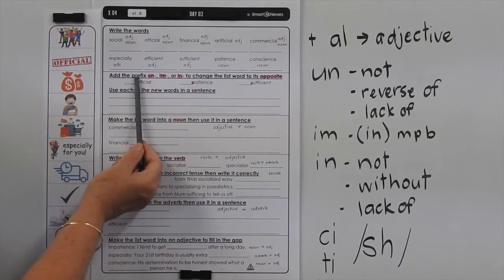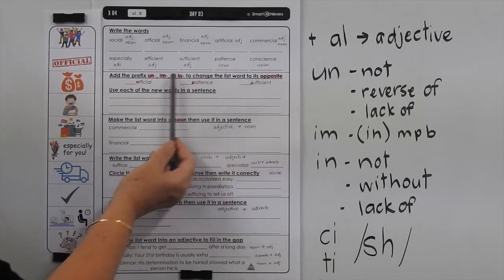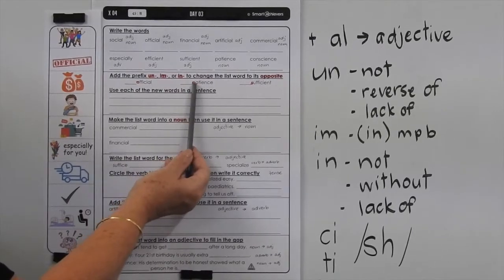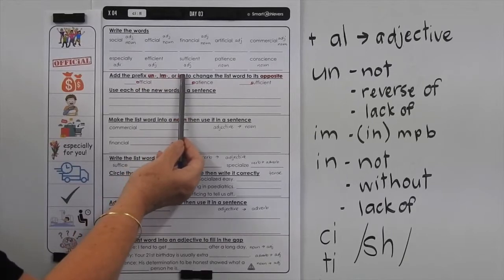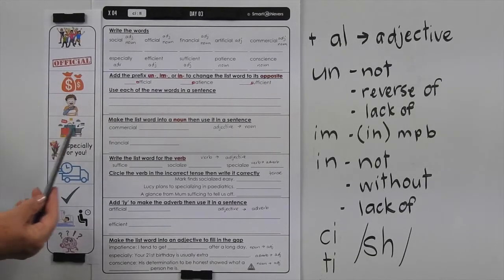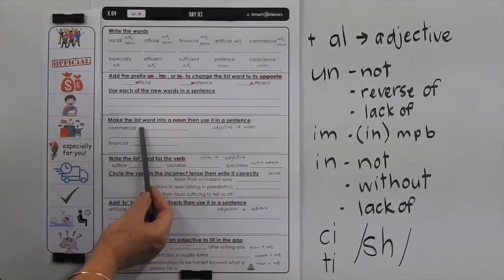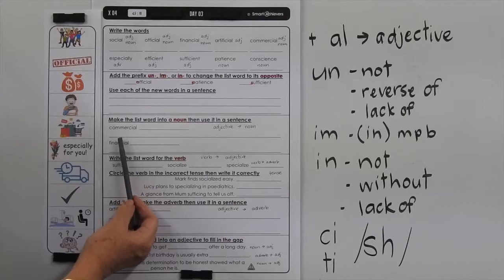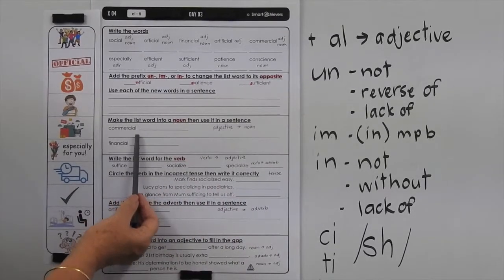So down here it says, add the prefix un, im or in to change a list word into its opposite. Now you're going to have to look at the first letter of each of those root words or base words to work out which prefix you're going to have to add to make them into their opposite. And then we want you to use each of them in a sentence. Now make the list words into a noun, then use them in a sentence. Now I've given you a hint here. These are both going to go from their adjectival meanings into a noun. So just be careful there.